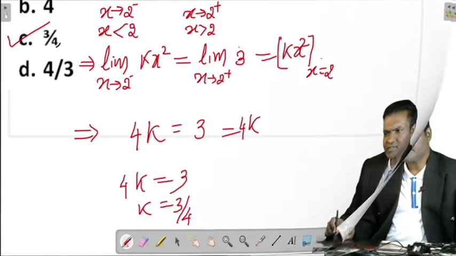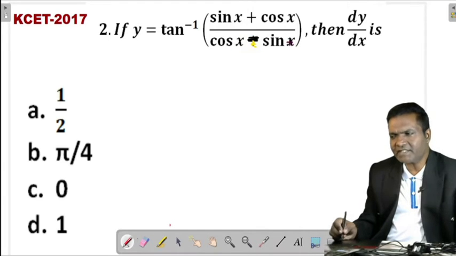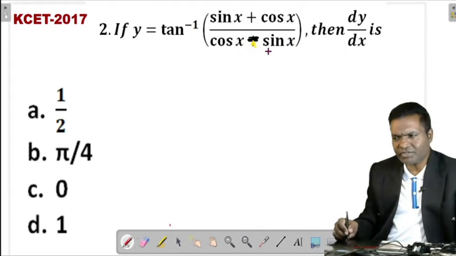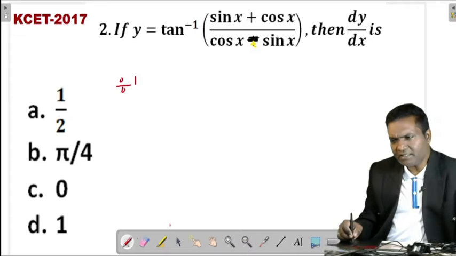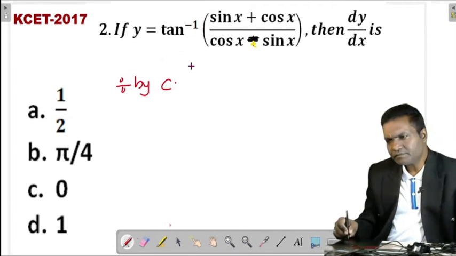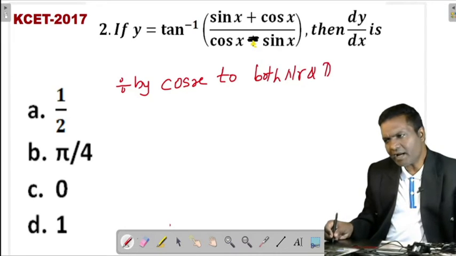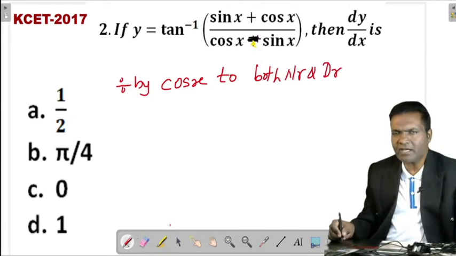Let's move on to next. If y equals tan inverse of (sin x plus cos x) by (cos x minus sin x), then dy by dx is how much? First you express it in the simplest form. For that reason, you might be knowing this, divide by cos x to both numerator and denominator within this tan inverse.